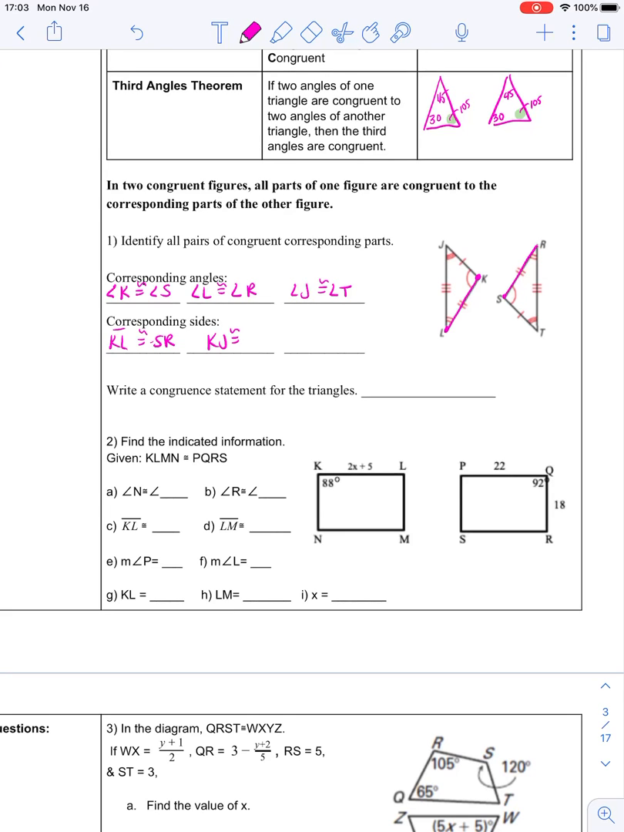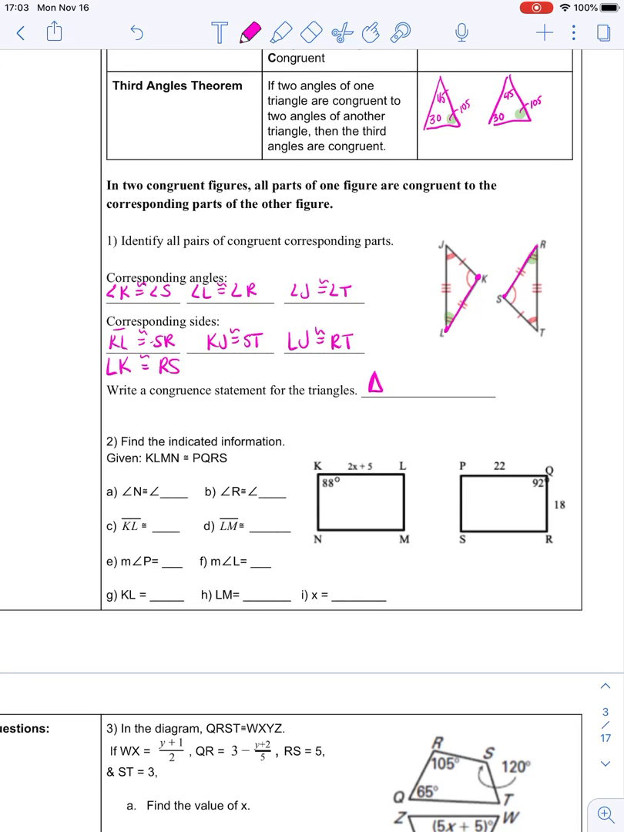I've got KJ is congruent to ST. And then I've got LJ is congruent to RT. I'm trying to use how they're matched up with their angles and the vertices that they're at, so that everything matches up in the right order. Now again, it doesn't matter where you start. I could have said LK, but if I said LK, I would need to say RS. Once you pick a direction, you need to stay in that direction.